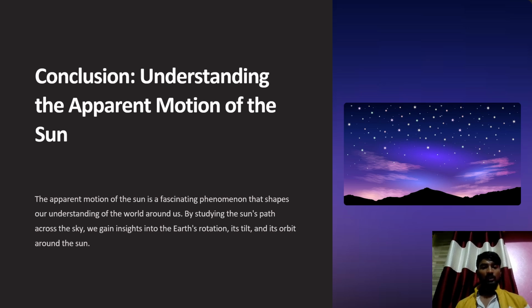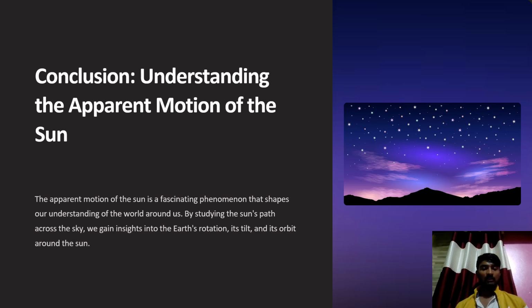To conclude today's lesson, understanding the apparent motion of the sun is a fascinating phenomenon that shapes our understanding of the world around us. By studying the sun's path across the sky, we can gain insight into the Earth's rotation, its tilt, and its orbit around the sun. We can conclude that the Earth rotates on itself across 24 hours. Through this, the Earth changes through the different seasons, and the sun's rays fall differently on different regions of the Earth.